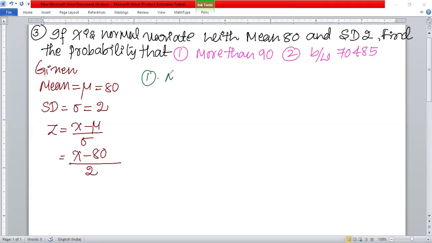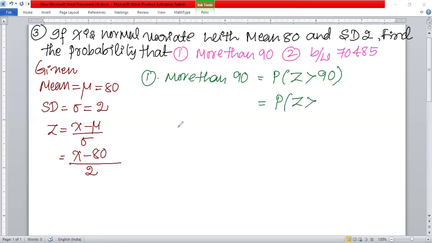Now, question number 1: more than 90. So this is equal to probability Z more than 90. Probability Z more than x, substitute: 90 minus 80 divided by 2. So probability Z greater than 10 by 2.